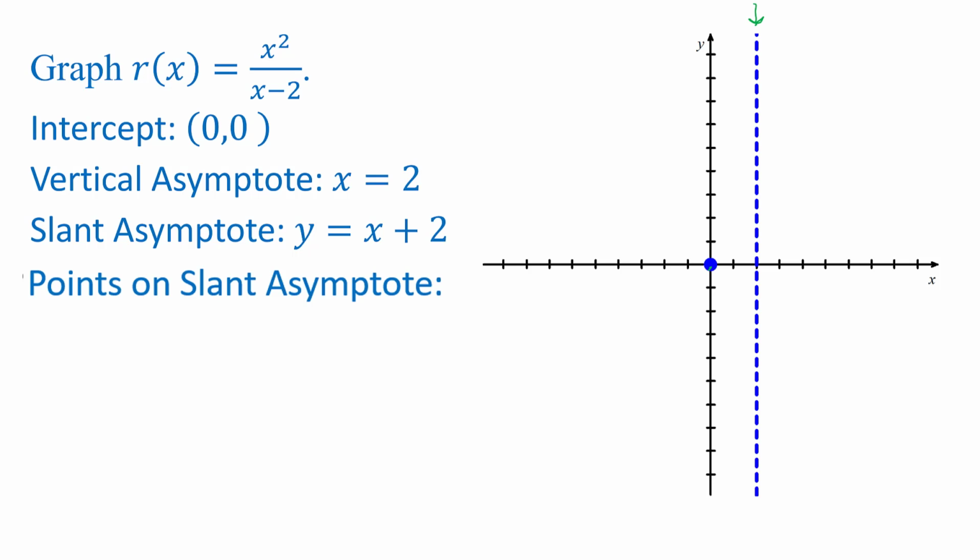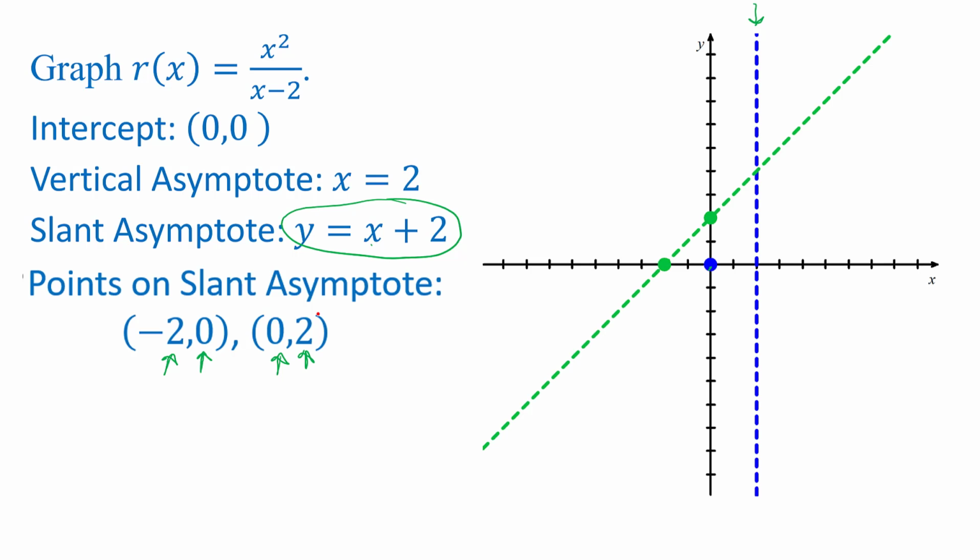So to find points on the slant asymptote, if I plug in an x value of -2, I get a y value of 0. If I plug in an x value of 0, I get a y value of 2. So the points (-2, 0) and (0, 2) will be on the slant asymptote. From there, we just draw a dashed line through those 2 points, and we have our slant asymptote. So the next thing we want to do is graph the function.